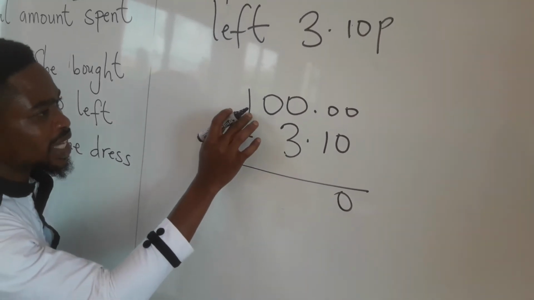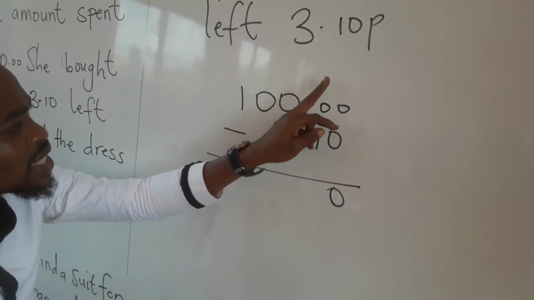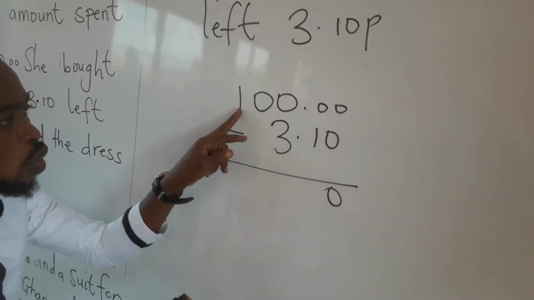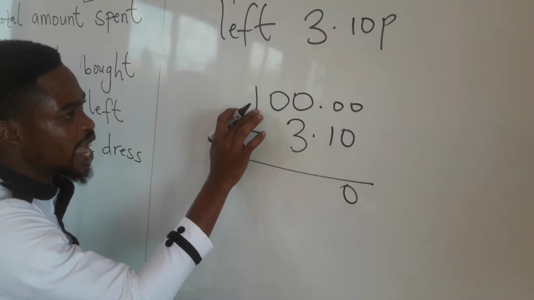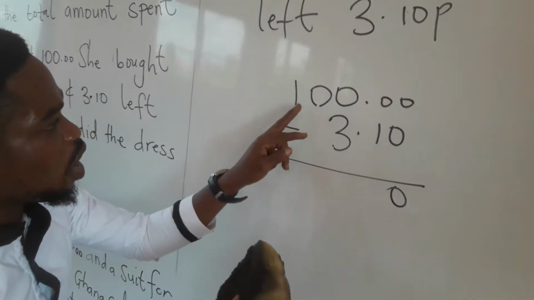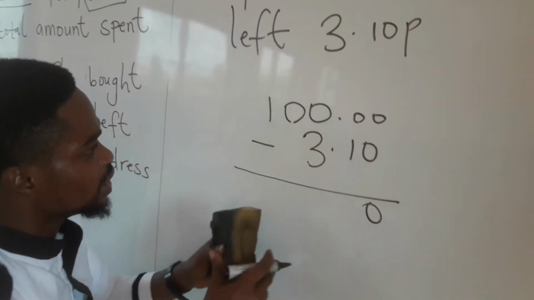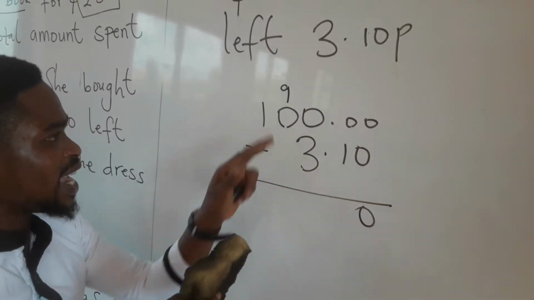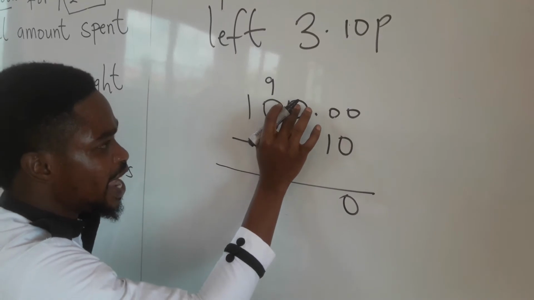In mathematics, when the number at the top is lesser than the one at the bottom, we borrow 1, which is 10. So I take this one here, add it to this 0, that will give me 10. Now I have to move on until I get here. So this one is 10. I take 1 from the 10, the 9 is left here. So I add it to this one, I get my 10 here.